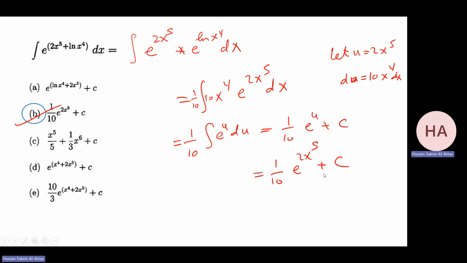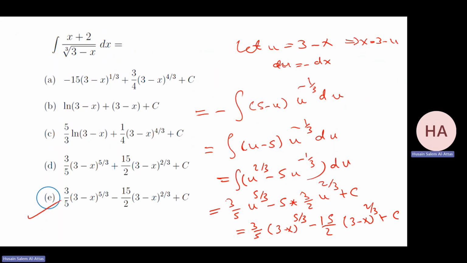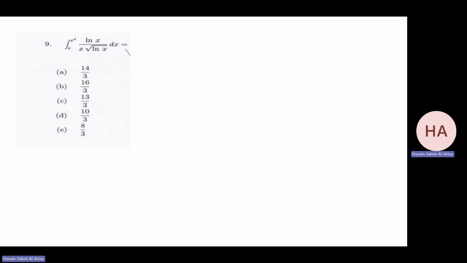We'll continue section 5.5 about substitution. We'll finish this question. Now we'll go to the next one. I'll try to finish as much as I can.